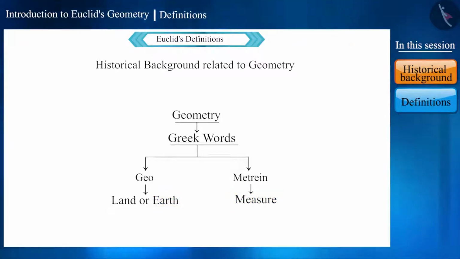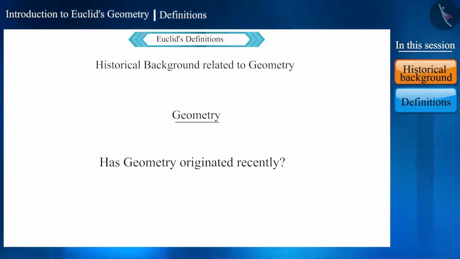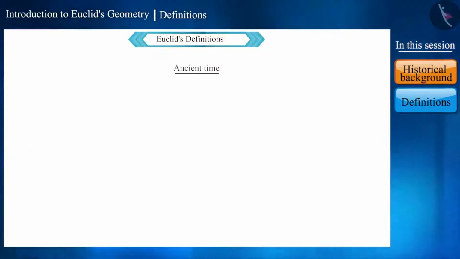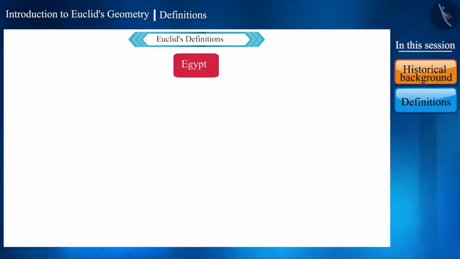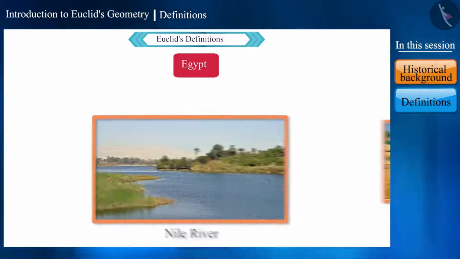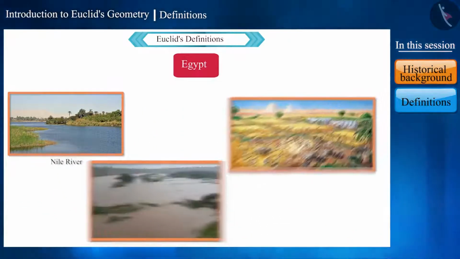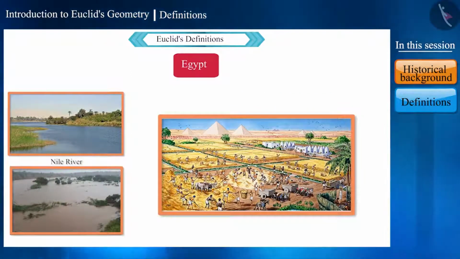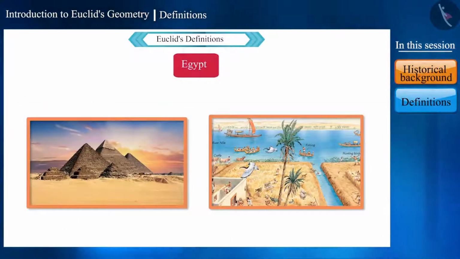Friends, do you think that this branch of mathematics, that is geometry, has originated recently? No, it has been studied in various forms by every civilization since ancient times. For the Egyptians, every time the Nile River would get flooded, it would destroy the boundaries of their fields. They faced many difficulties to rebuild those boundaries the same way. Egyptians developed many geometrical techniques and rules to solve these problems. Looking at the canals and pyramids, we can easily say that they used their knowledge in their construction also.